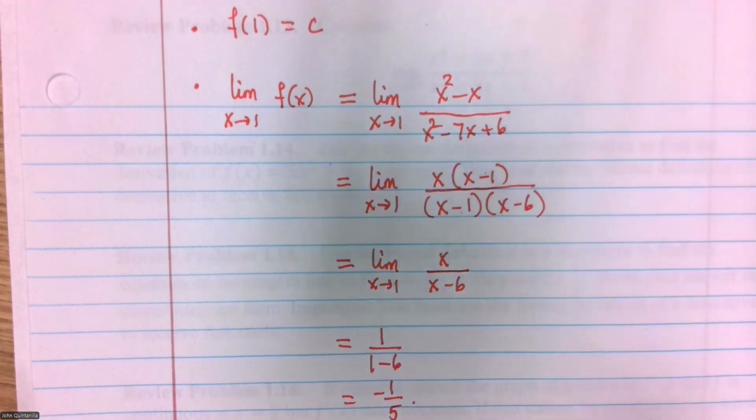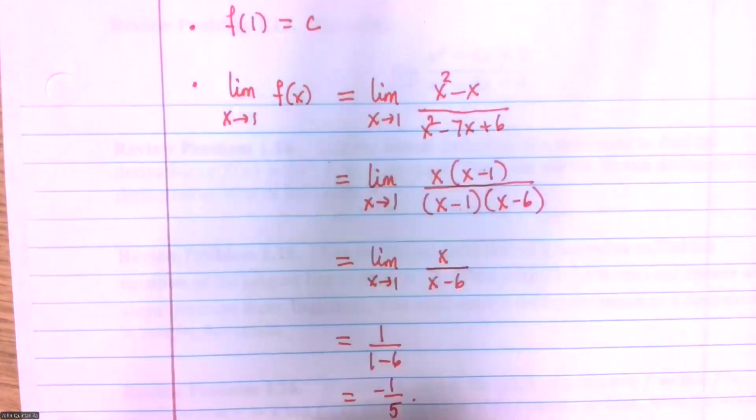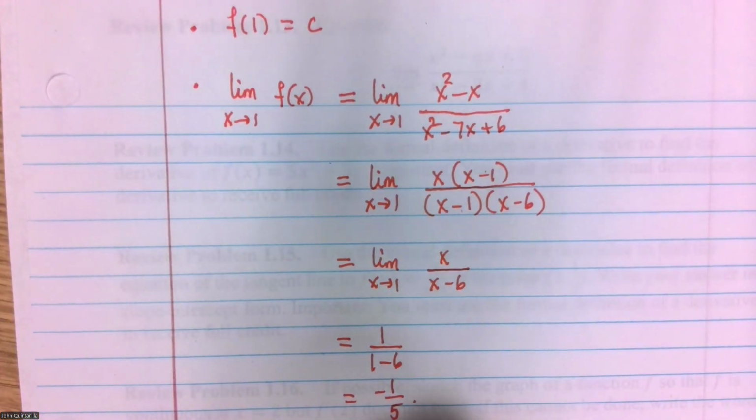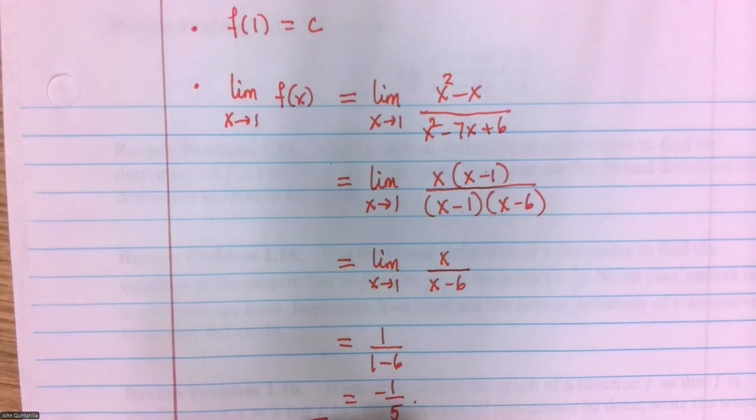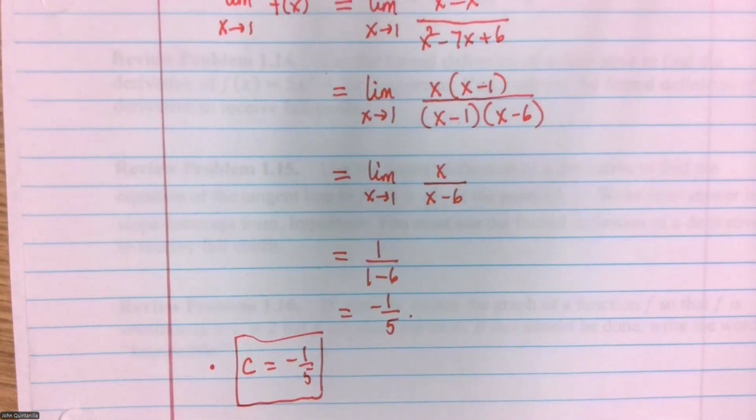The third thing that has to happen is that the two have to be the same. And so these two have to be equal. And so I need c to be equal to negative 1/5. And so that is the value that I would need c to be equal to in order for this function to be continuous at x equals 1.